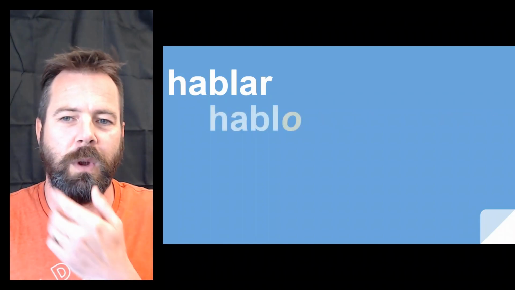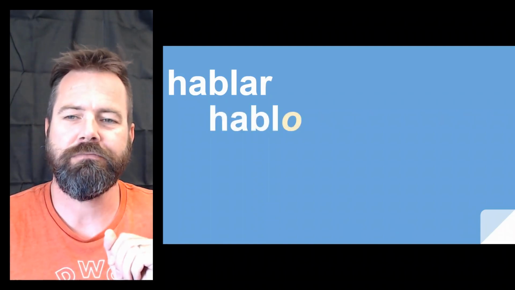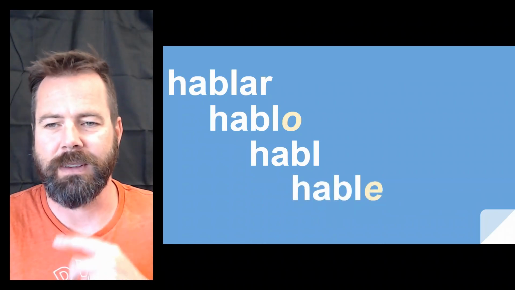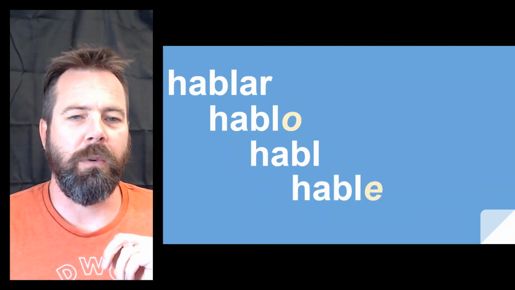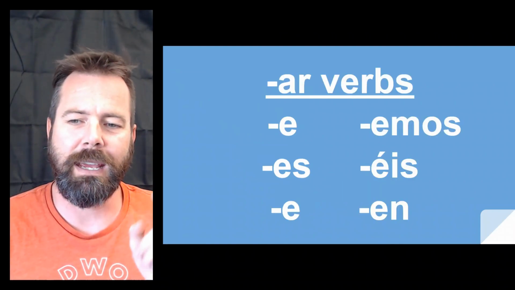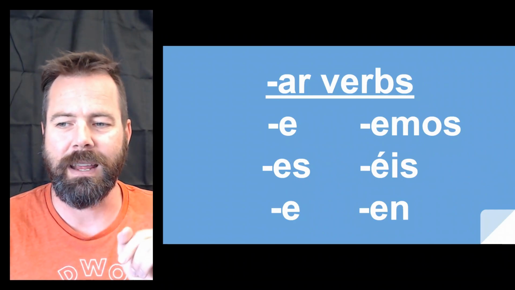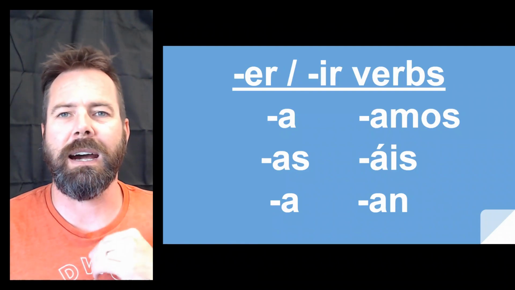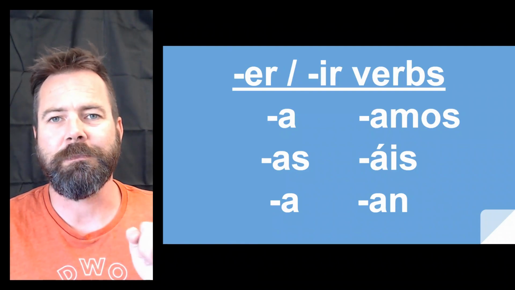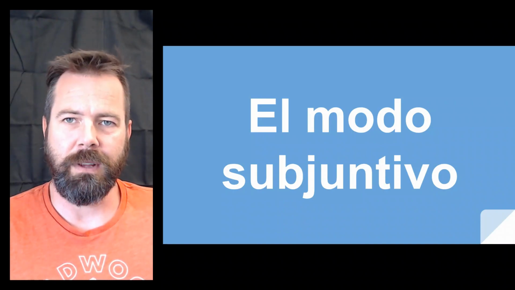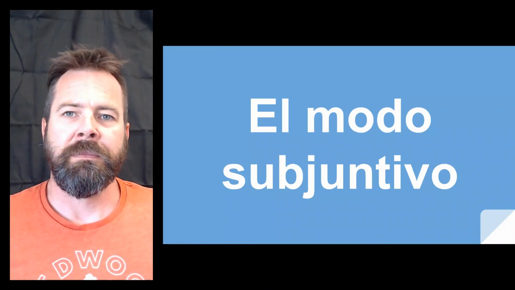Okay, so think yo. So we'll go present indicative tense, hablo. Drop the O, take that O off. Opposite ending. So that's an E for that one. So your opposite endings are going to be as follows. AR verbs, you got e, es, e, emos, éis, and en. And then ER and IR verbs are going to be a, as, a, amos, áis, an. And there you go. That's how you do el modo subjuntivo. It's pretty straightforward. Good luck.